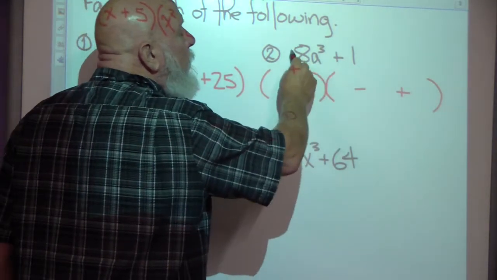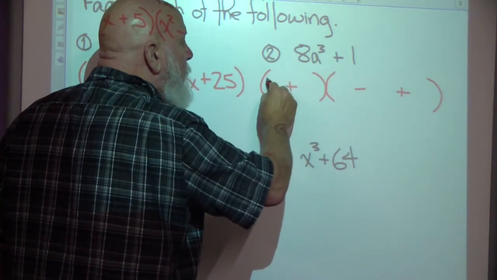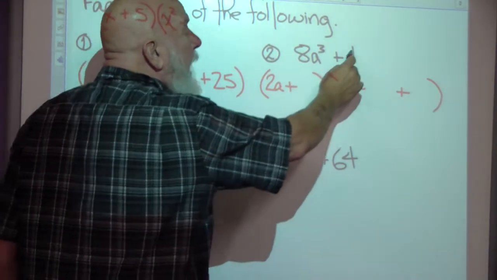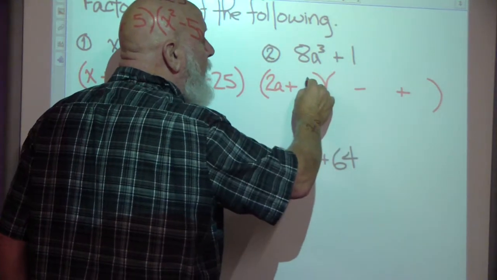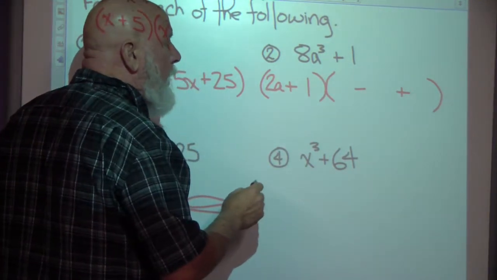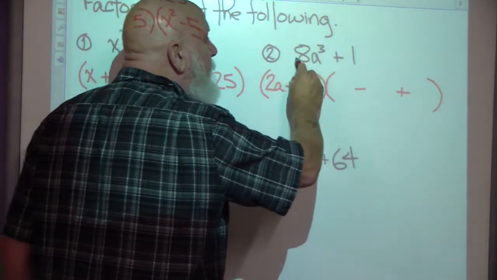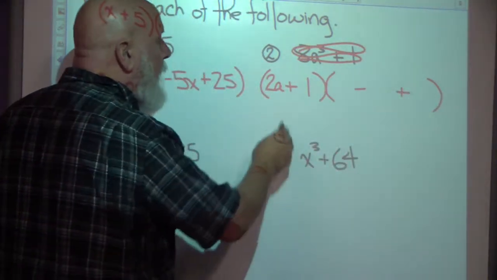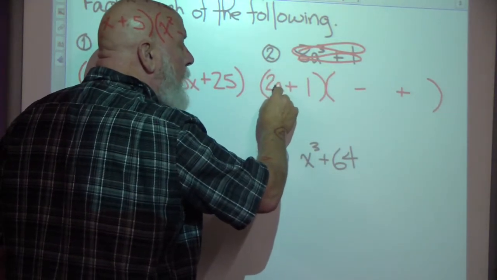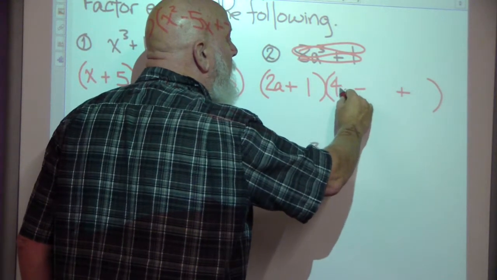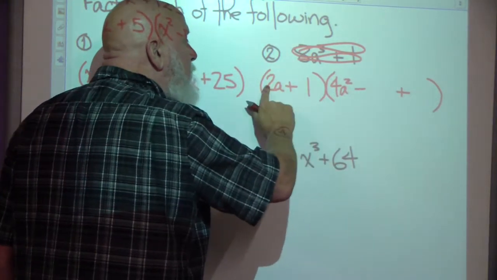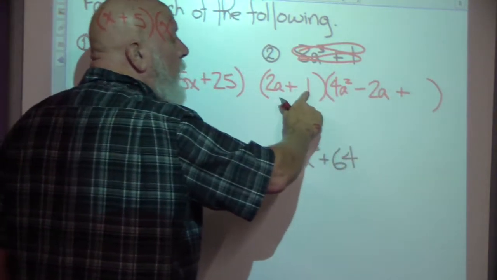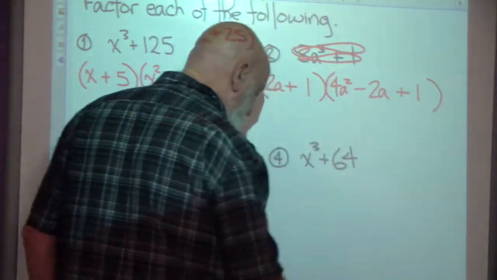I take the cubed root of this one and put it here. Well, that's 2a, because 2a times 2a times 2a is 8a cubed. I take the cubed root of this one and put it here. 1 times 1 times 1 is 1. Once I get these two, I'm done with this. To find out what goes in these 3 spaces, I just square this one. 2a times 2a is 4a squared. Put it here. Multiply these two together. 2a times 1 is 2a. And then square this one. 1 times 1. And I'm done.